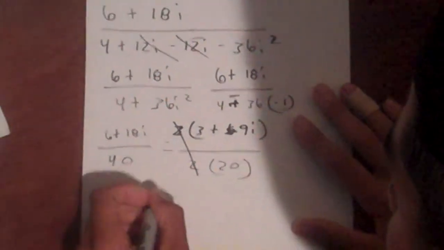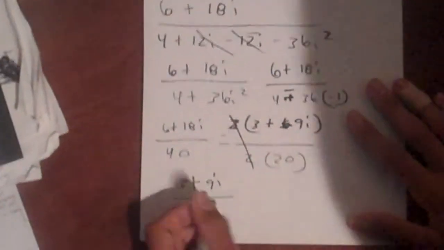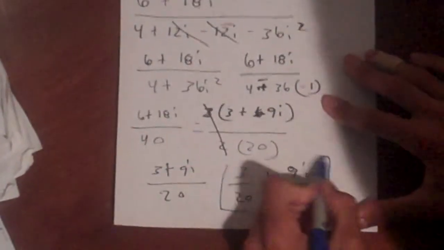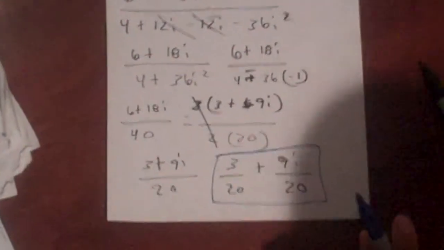It's going to be 3 plus 9i over 20, but now we have to put it in correct form, a plus bi, and that is 3 over 20 plus 9i over 20, and that is our final answer. It's very simple for solving equations with imaginary numbers.